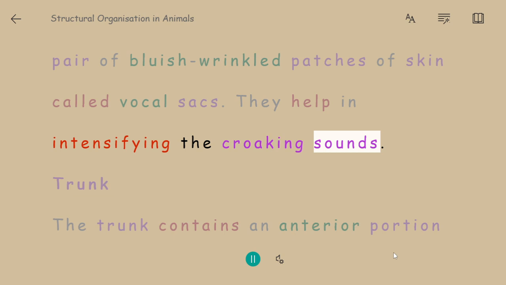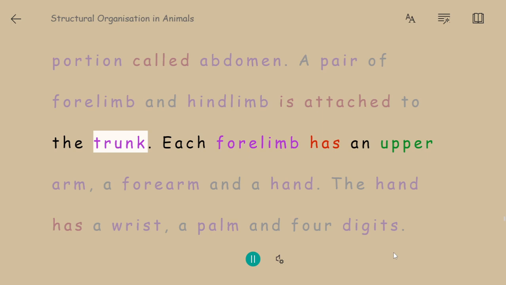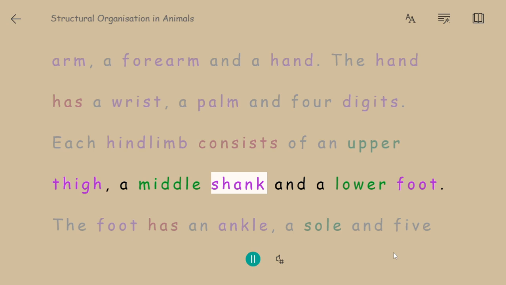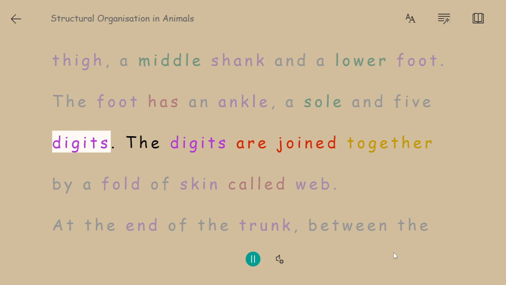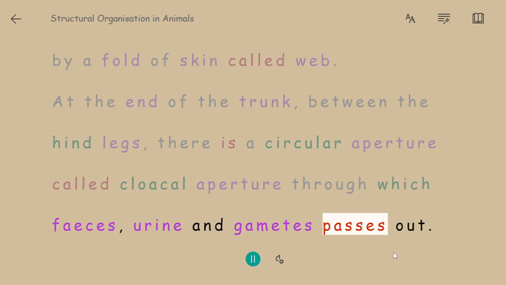Trunk. The trunk contains an anterior portion called thorax and a posterior larger portion called abdomen. A pair of forelimb and hindlimb is attached to the trunk. Each forelimb has an upper arm, a forearm, and a hand. The hand has a wrist, a palm, and four digits. Each hindlimb consists of an upper thigh, a middle shank, and a lower foot. The foot has an ankle, a sole, and five digits. The digits are joined together by a fold of skin called web. At the end of the trunk, between the hind legs, there is a circular aperture called cloacal aperture through which feces, urine, and gametes pass out.